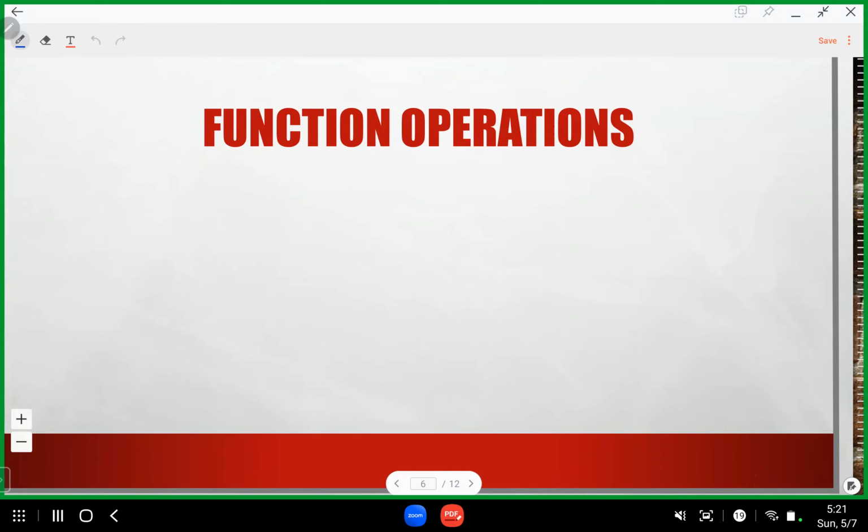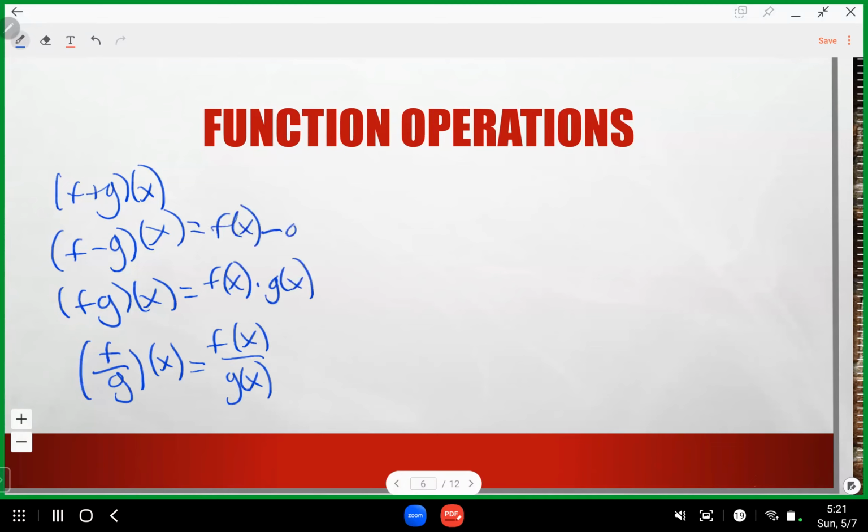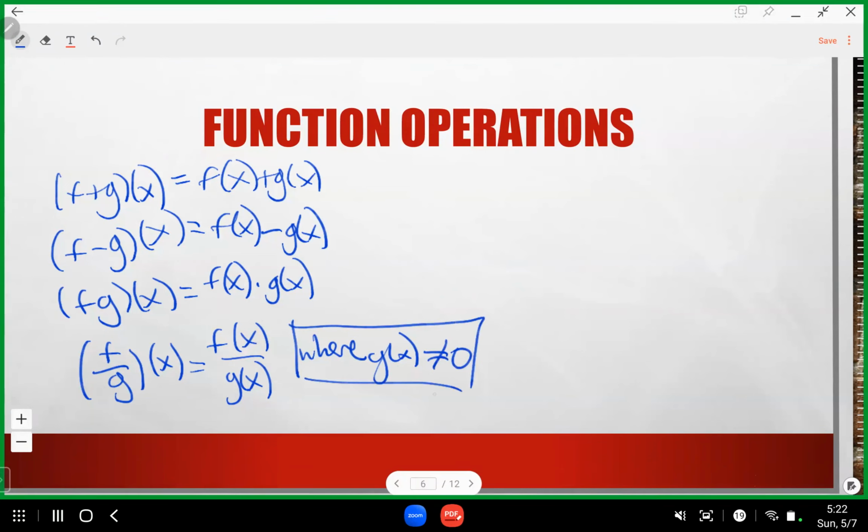So we can do something. So f plus g of x, f minus g of x, f times g of x, f over g of x, are equal to f of x plus g of x, f of x minus g of x, f of x times g of x, f of x over g of x. So it's very, very straightforward. The only restriction is where g of x does not equal 0, because as you know, you cannot divide by 0.